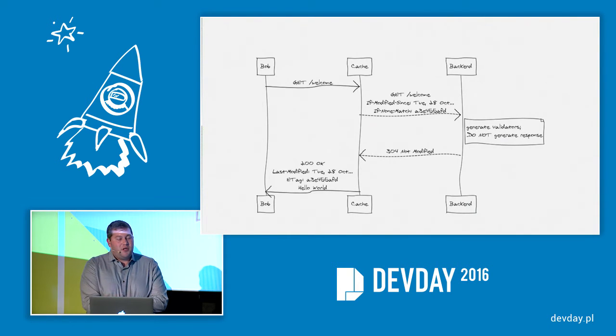Now Bob comes along just a few seconds later. Bob requests /welcome. There's something in the cache this time, but the cache was generated on Tuesday, October 28th. So you want to check, is the cache still valid?